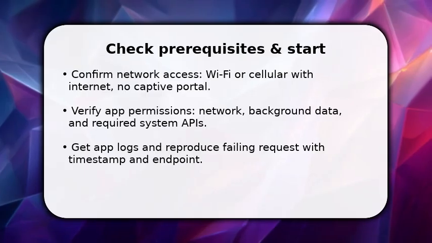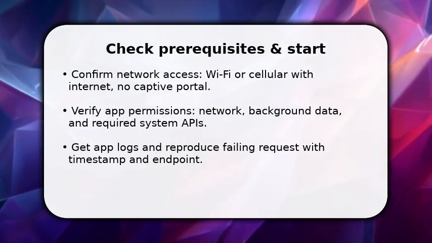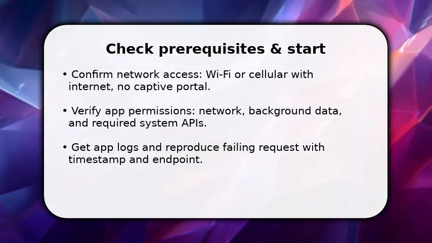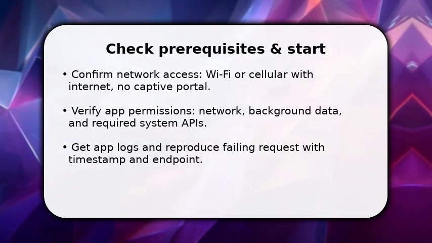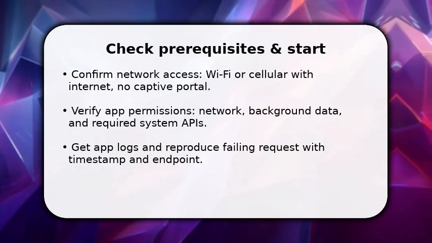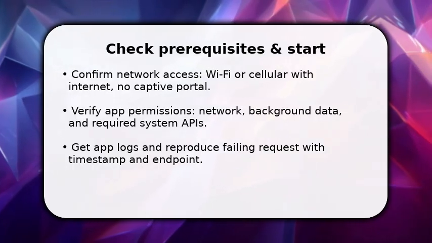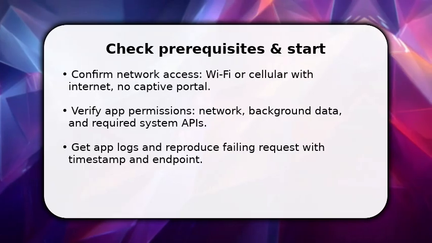You begin by confirming the essentials and taking immediate action. First, make sure your device has direct internet access. Captive portals or VPNs can block requests. Next, grant the app its network and background permissions so it can send traffic.